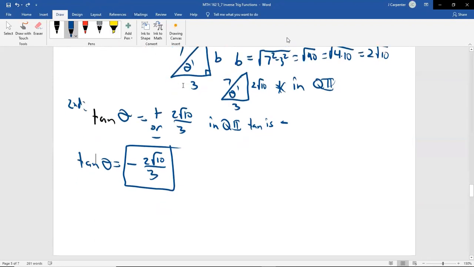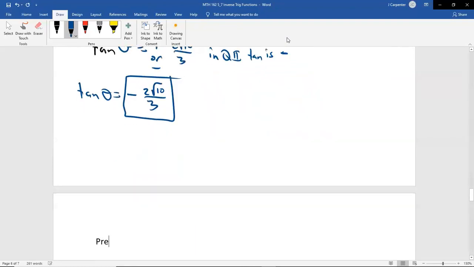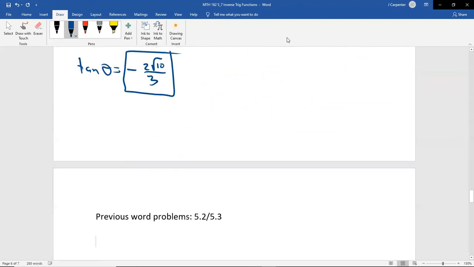All right, that technically closes the section, but I want to do one quick thing that I kept mentioning last class and today. I have just enough time. Previous word problems, IOUs. And 5.2, 5.3 might have been something like this.